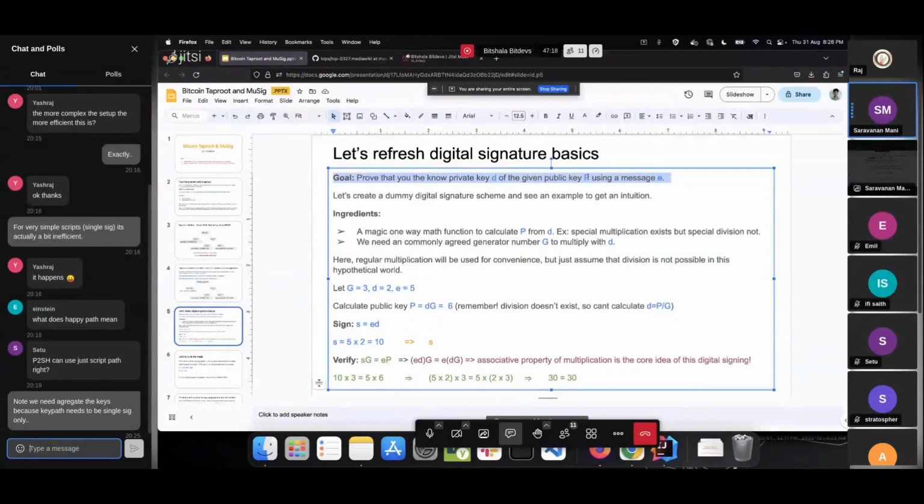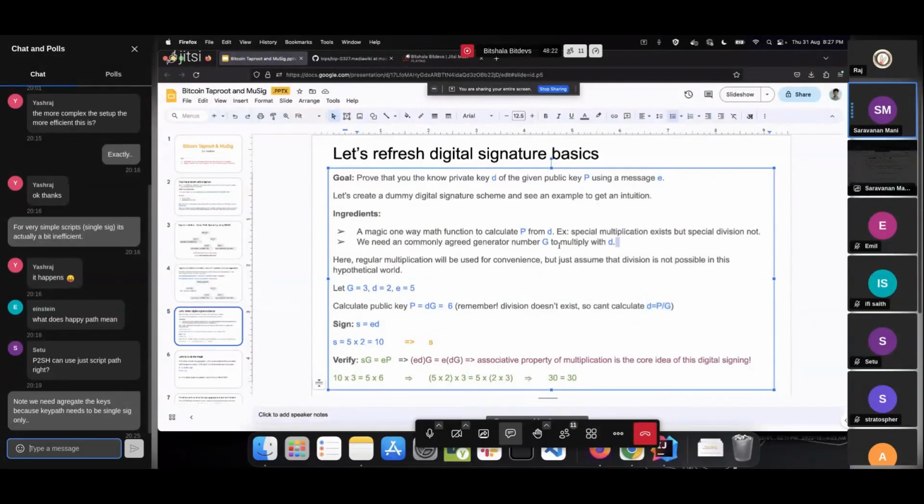With this understanding, let's try to create a very dummy, naive digital signature scheme using simple mathematics. To do that, in a hypothetical world, let's assume we have mathematical operators like multiplication and division, where a special condition exists in that hypothetical universe. In this universe, we can multiply two numbers, but there is no possibility of doing the division. What do I mean by this? You can multiply D and G, but you cannot get D by doing P divided by G. There is no such math involved in this hypothetical world. That is the assumption we are going to make. How this assumption is implemented is a completely different story. That is where ECC, elliptic curve cryptography, comes into the picture, but that's not in the scope of our discussion here. So as of now, just assume that we have a math equation where multiplication is possible, but division is not. That is the basic intuition.